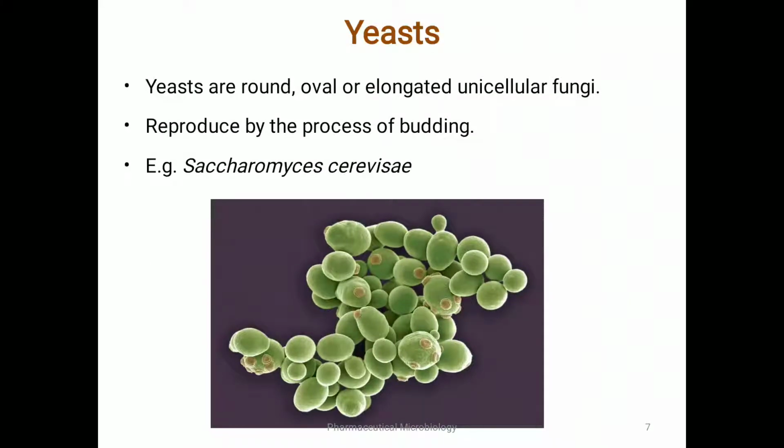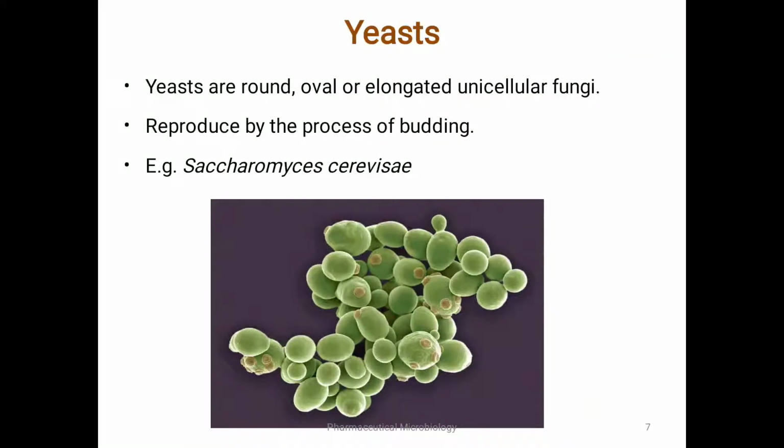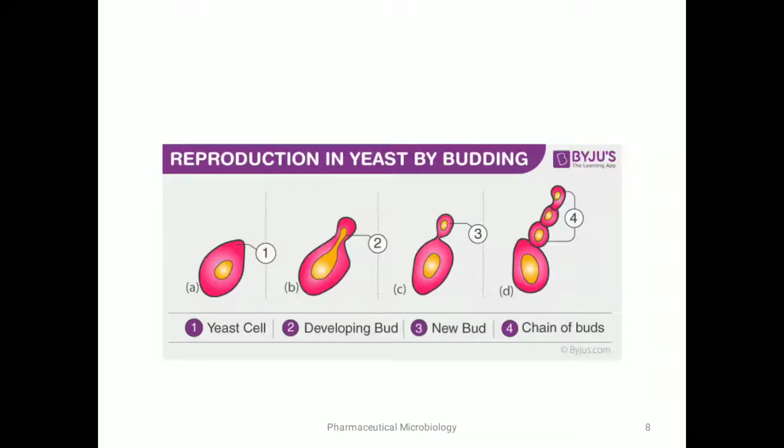The next category or next type of fungi is yeasts. Yeasts are round, oval or elongated unicellular fungi. It is a class of fungi which is unicellular, while the molds are multicellular. Yeasts reproduce by the process of budding. In the next image you can see the process of budding, in which the cell develops a protuberance called a bud, which enlarges and eventually separates from the parent cell.